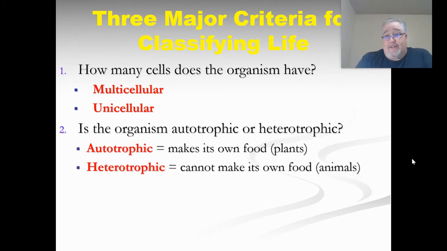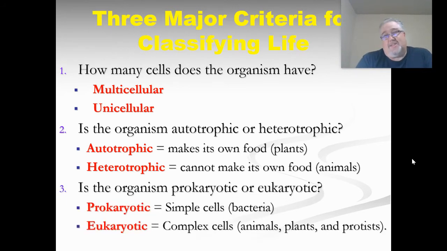Another question we have to answer is how does it get food? These are two terms that we should know, but if you don't know them, you need to learn them. Is the organism autotrophic or heterotrophic? So does it have to make its own food like photosynthesis, right? Plants. Or can it obtain its food and eat? Heterotroph. Animals obviously are heterotrophic. But again, every organism on Earth is one or the other.